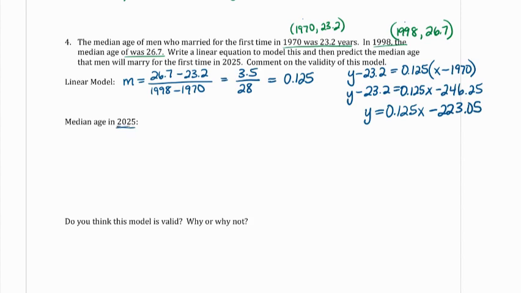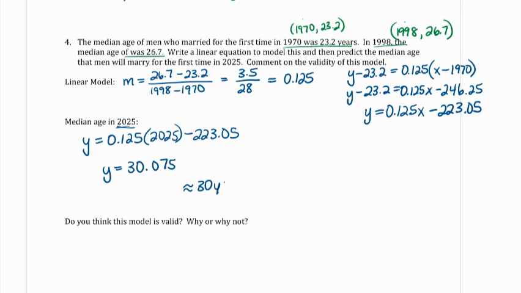Okay, so now I can take my model. I want to find the median age in 2025. So I'm going to take my equation, y equals 0.125. For x, I'm going to plug in 2025, and then subtract 223.05. And then we just have to calculate that. So 0.125 times 2025 minus 223.05. We get y equals 30.075, right? And again, we're looking at years, so we could probably say approximately 30 years, right?